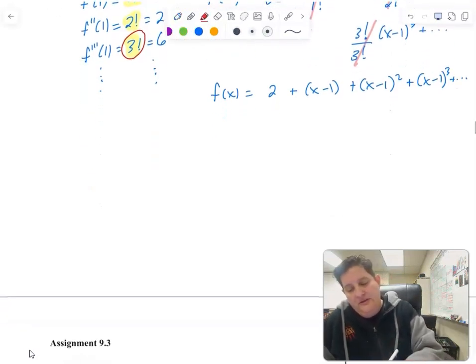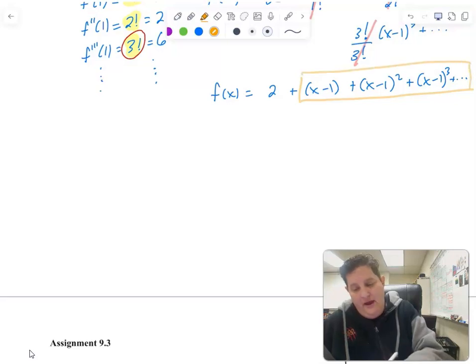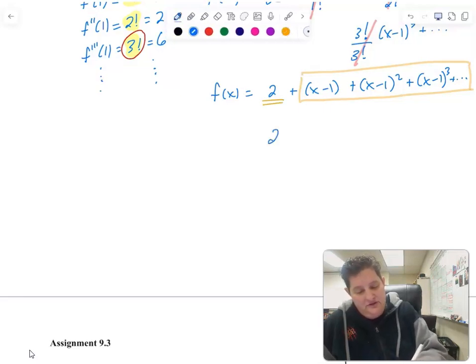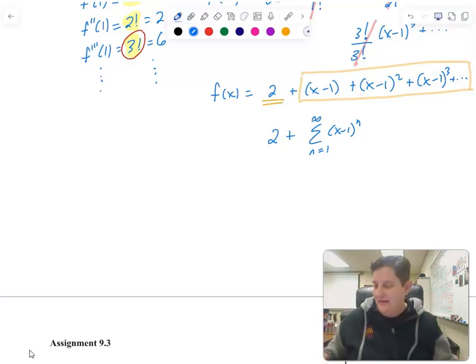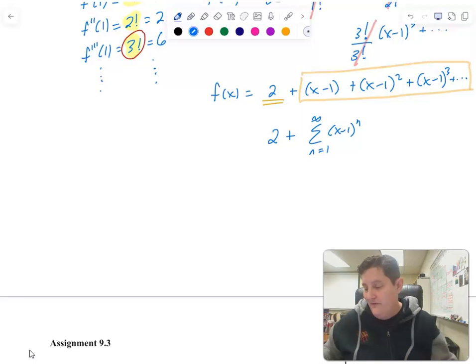Now, here's the thing that's kind of weird. This part, we can write as a summation, but the 2 doesn't really follow that pattern. And so what you end up doing is you just write 2, and then the sum of x minus 1 to the n, starting at 1 to infinity. You could write it like that because the 2 didn't necessarily follow the pattern, if that makes sense.